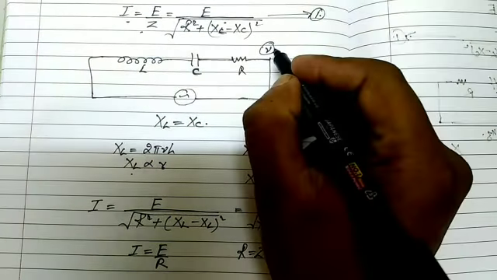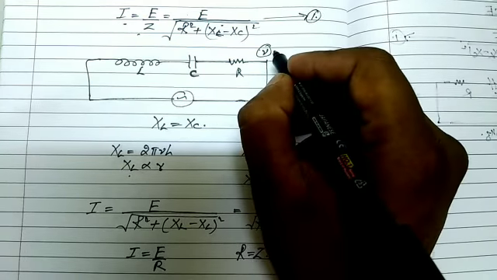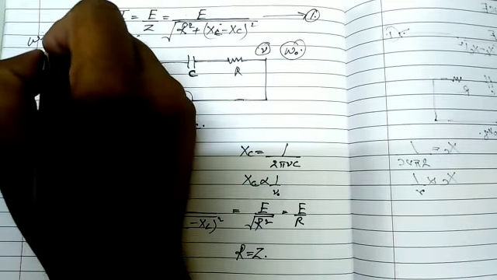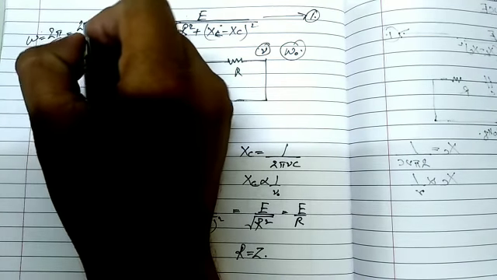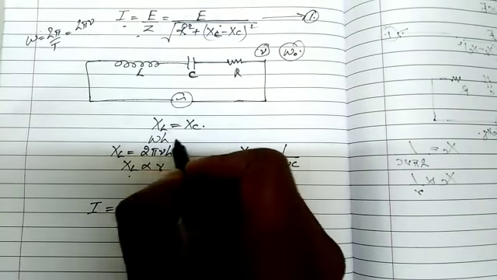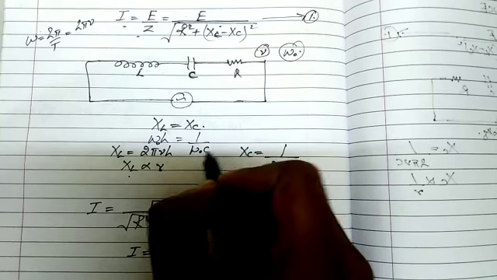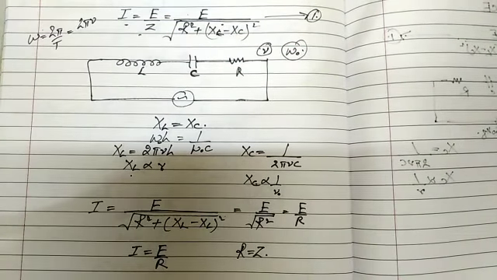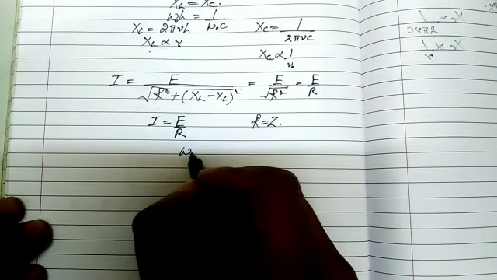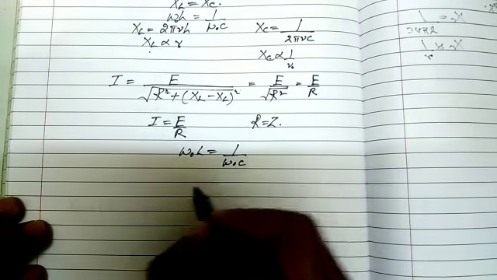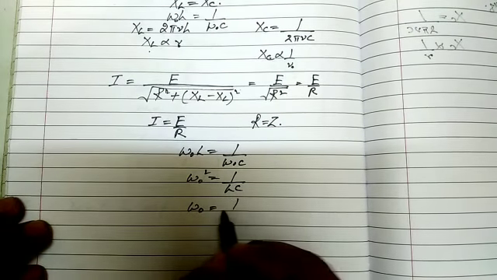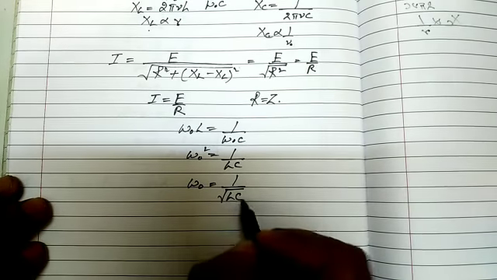Students, in terms of angular frequency, we can write omega naught, because omega is equal to 2 pi by T, that is 2 pi nu. So here XL becomes omega naught L and XC becomes 1 upon omega naught C. If omega naught L and 1 upon omega naught C are equal, we can write omega naught L is equal to 1 upon omega naught C. Therefore omega naught square is equal to 1 upon LC, and omega naught is equal to 1 upon the square root of LC.